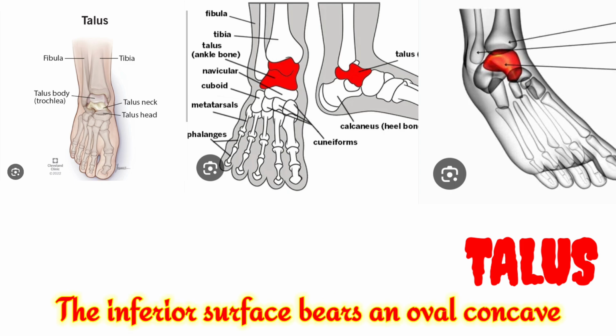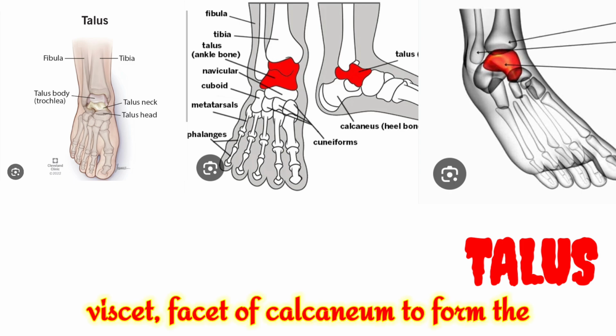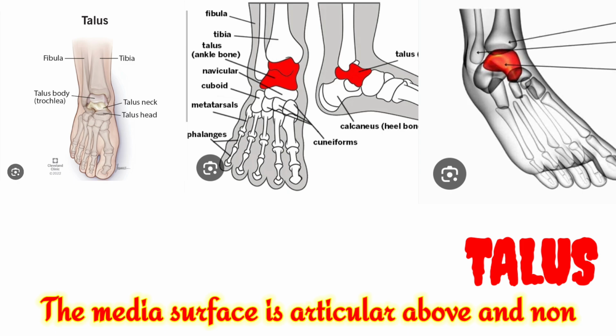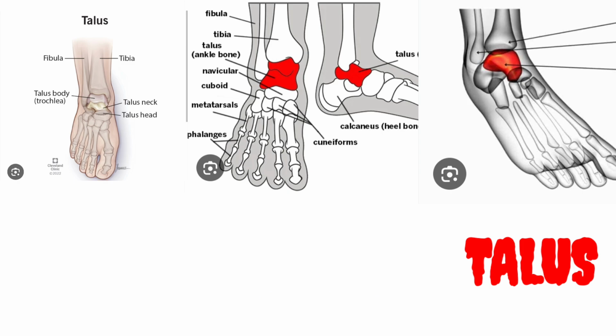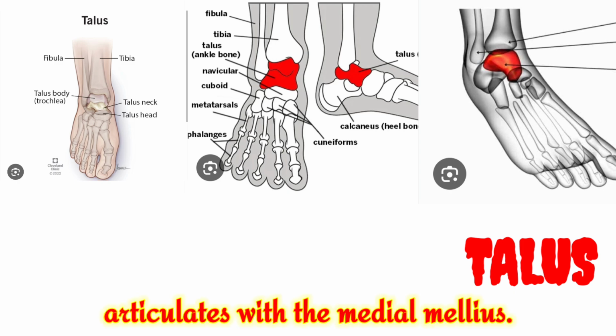The inferior surface bears an oval, concave articular surface which articulates with the posterior facet of calcaneum to form the subtalar joint. The medial surface is articular above and non-articular below. The articular surface is comma shaped and articulates with the medial malleolus.